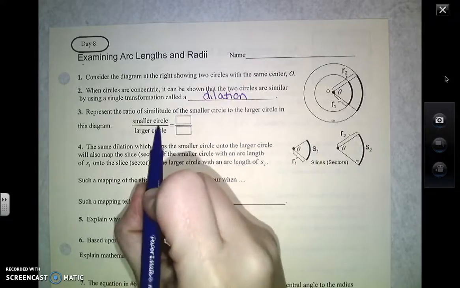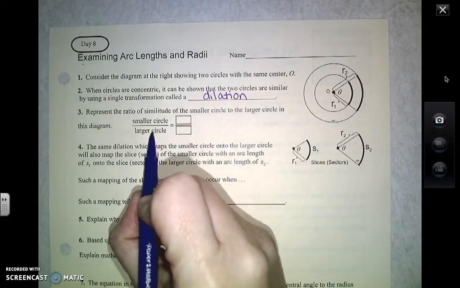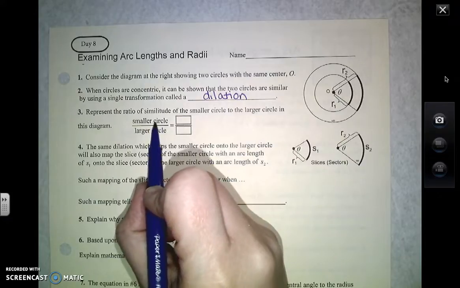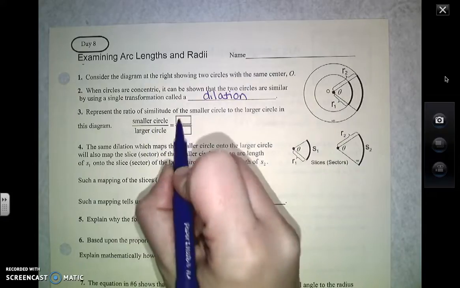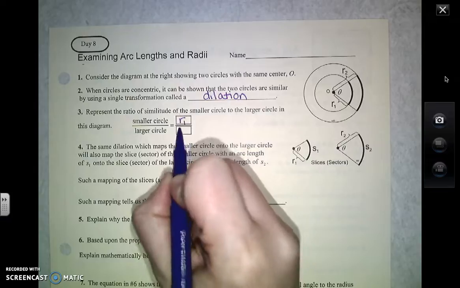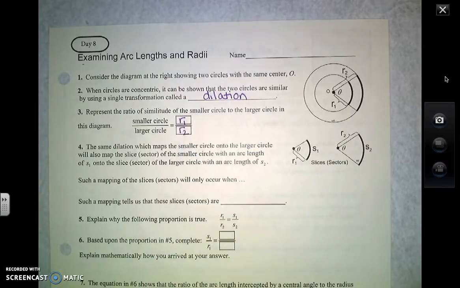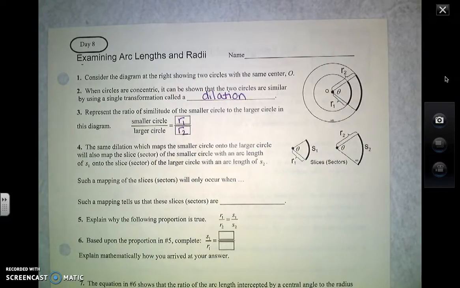So the smaller circle and the larger circle, we can only do this with the radii because that's really the only thing we know about them. The smaller circle has a radius of r1, and the larger circle has a radius of r2. So the ratio of their similitude is r1 to r2.